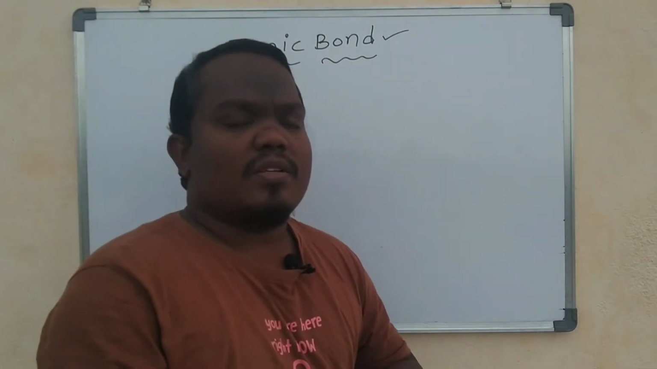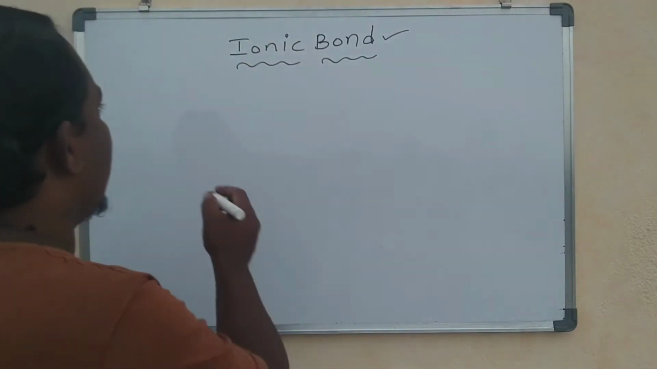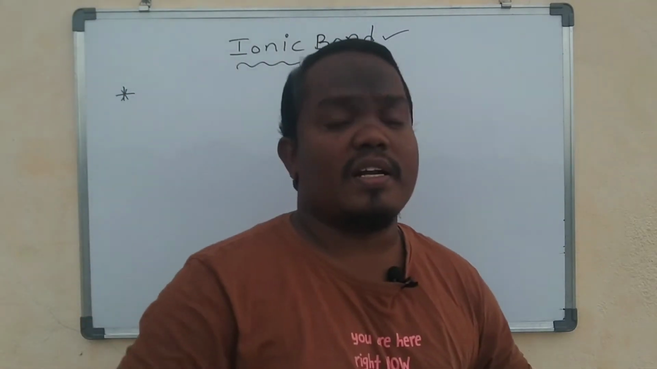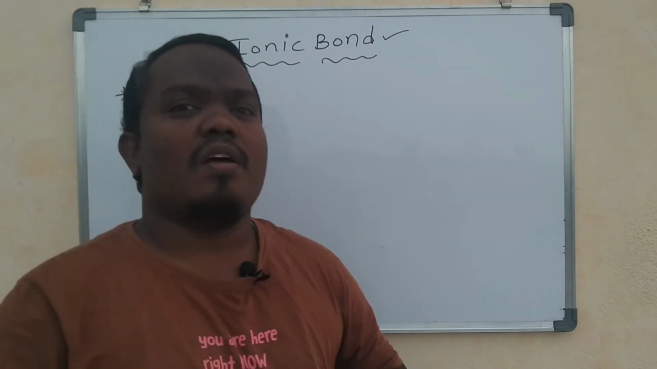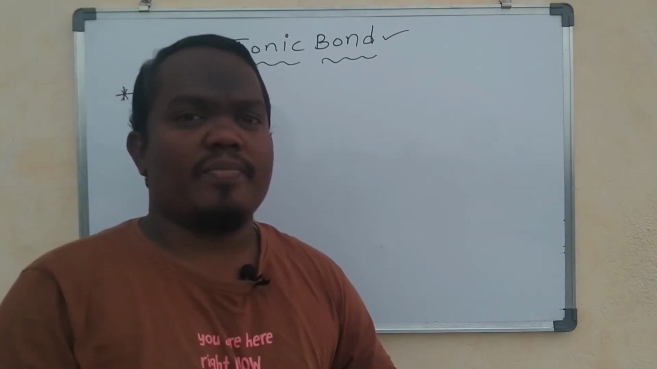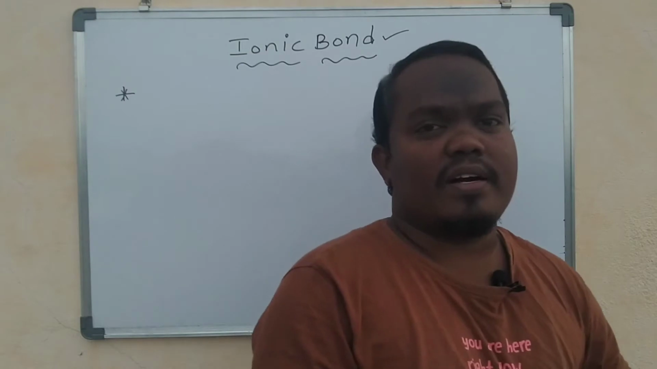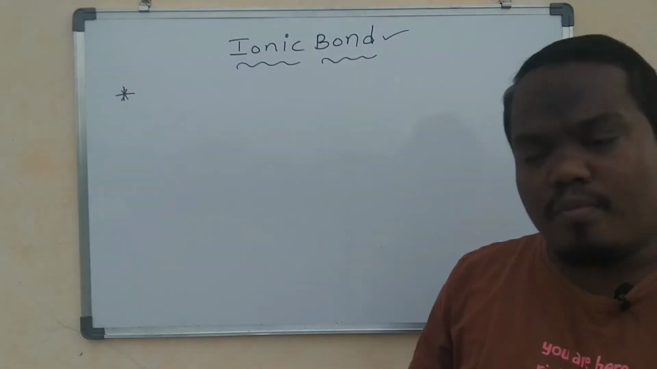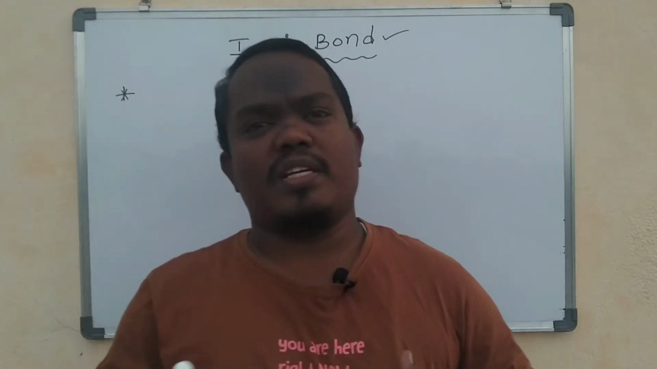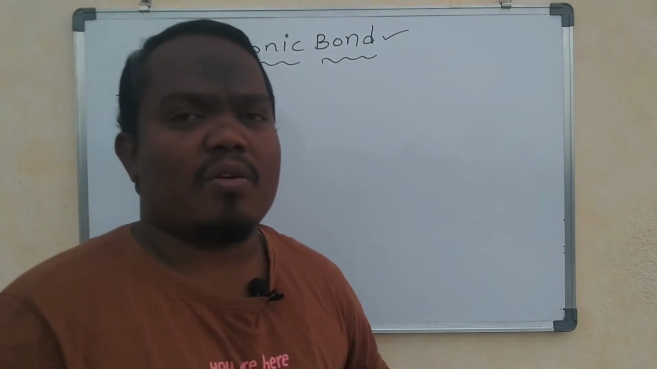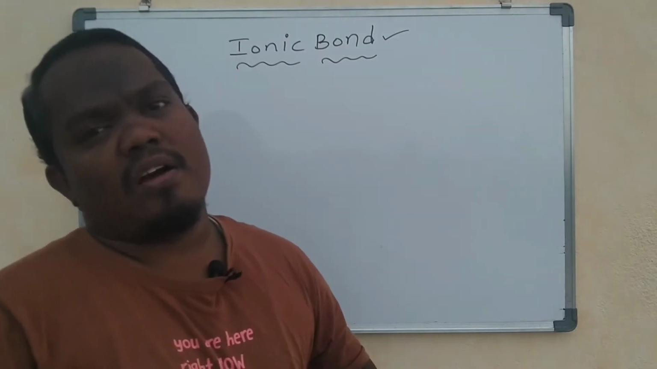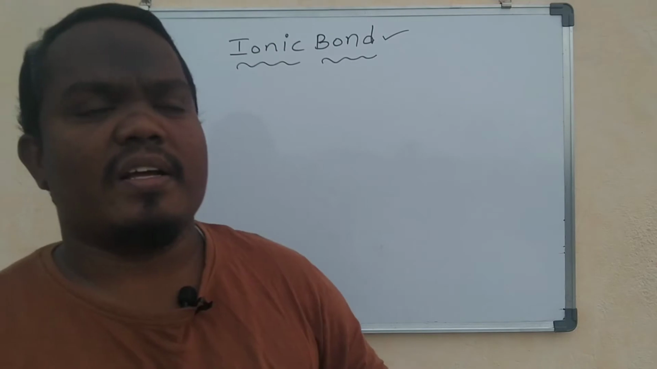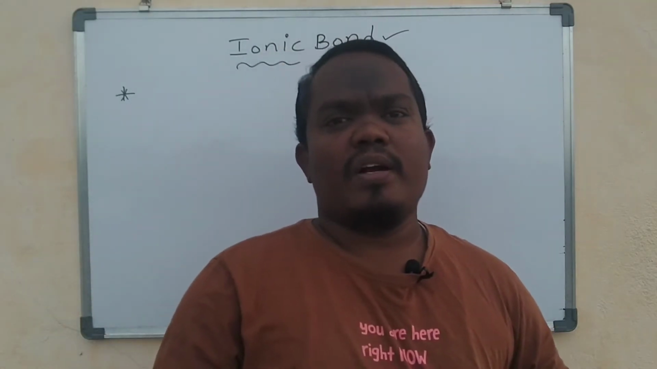First, the definition: the electrostatic force of attraction between two ions is called an ionic bond. Otherwise, we can say that when two oppositely charged ions combine, we get an ionic bond. For the formation of an ionic bond we require one cation as well as one anion.